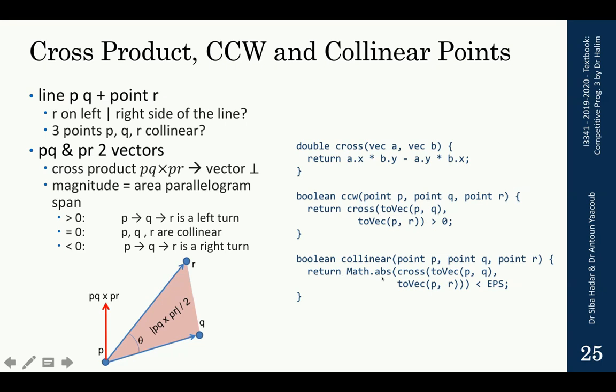And to see if the 3 points are collinear, we return whether the cross product is less than epsilon. So this means the cross product value is almost 0, so this means they are collinear.